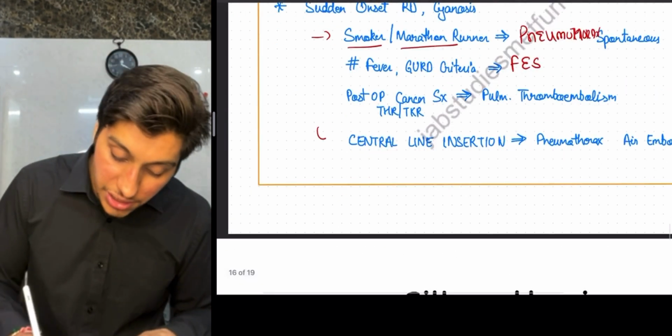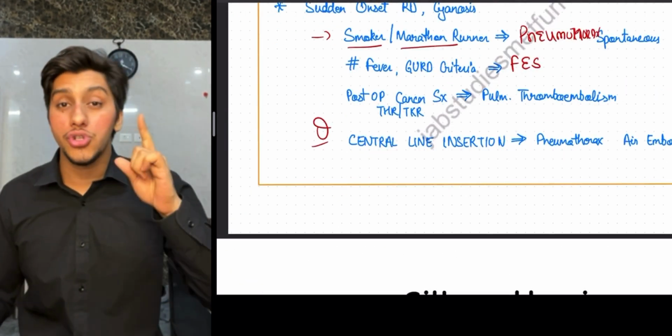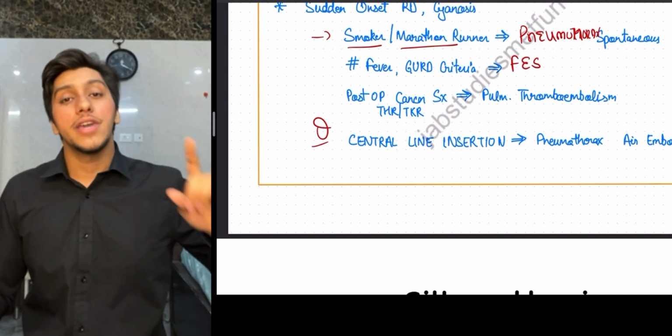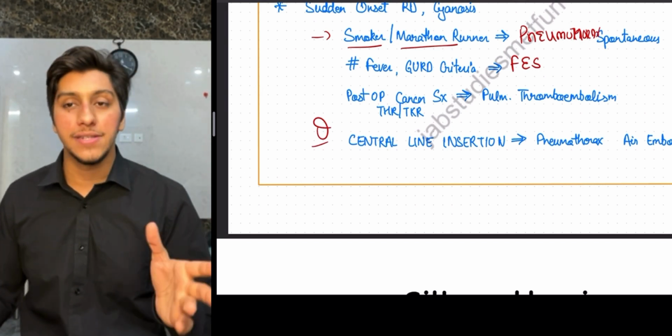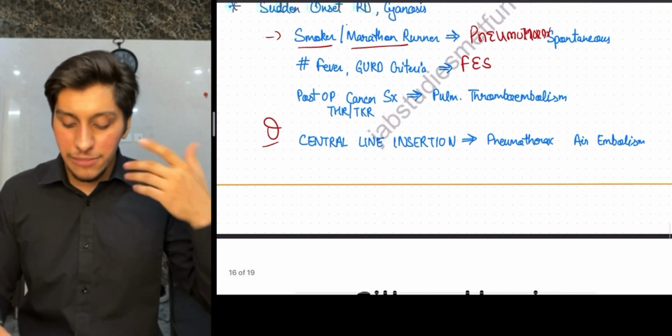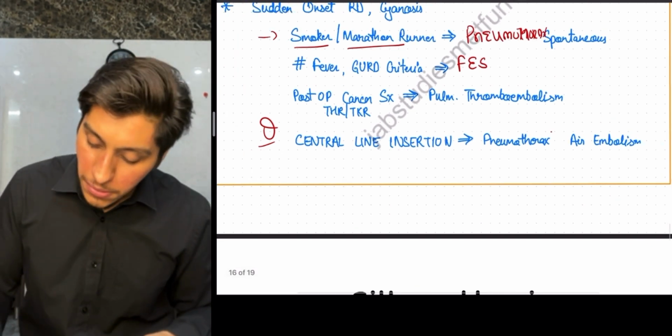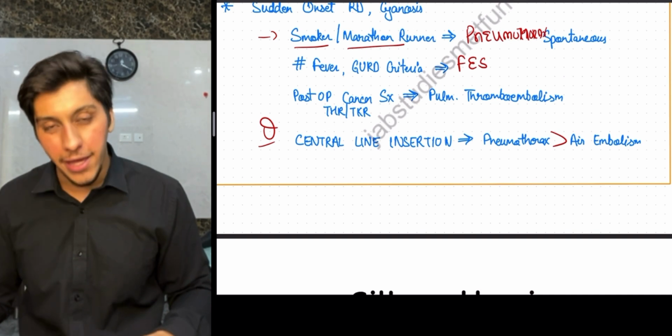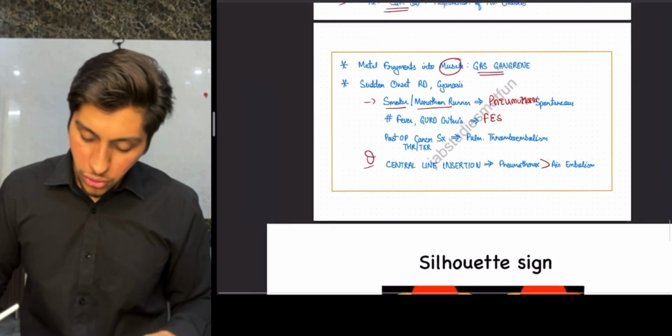Central line insertion and the patient comes with respiratory distress, you should not mark air embolism, because more commonly what is seen in practice is, if a central line insertion is placed and the patient has a history of respiratory distress, most probably it could be because of pneumothorax more than air embolism. All right. So two more topics I want to discuss.